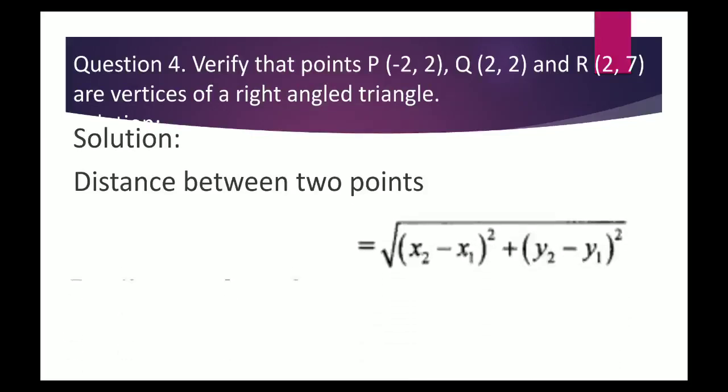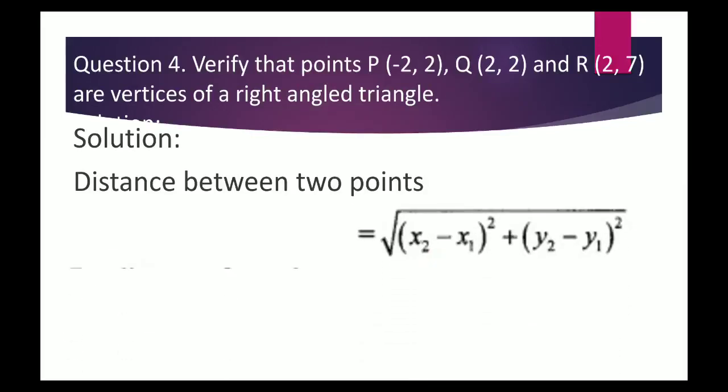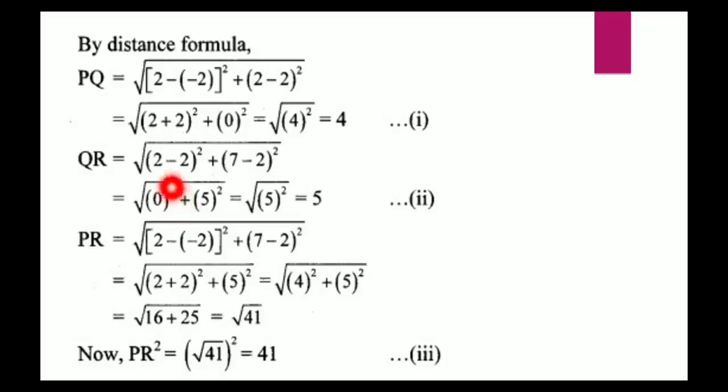Distance between 2 points. This is the distance formula, right? So first we will find the distance PQ using the distance formula. Root of (2 minus (-2)) the whole square plus (2 minus 2) the whole square is equal to root of (2 plus 2) the whole square plus 0 square is equal to root of 4 square, that is equal to 4. This is statement number 1.